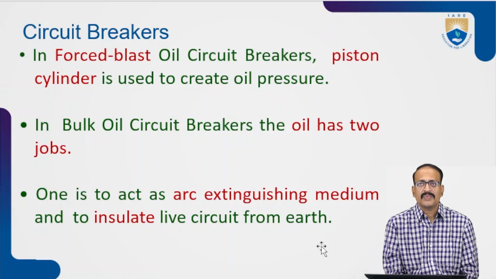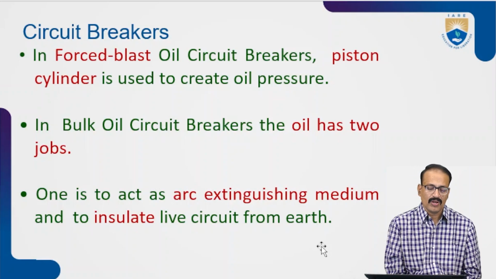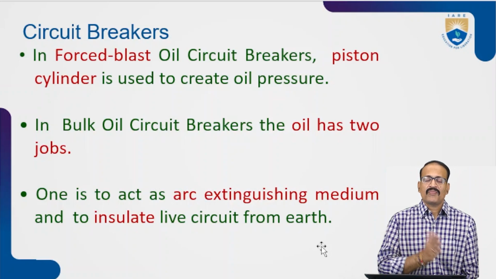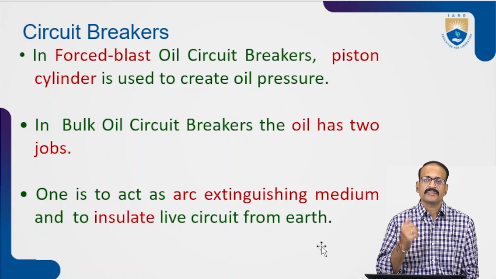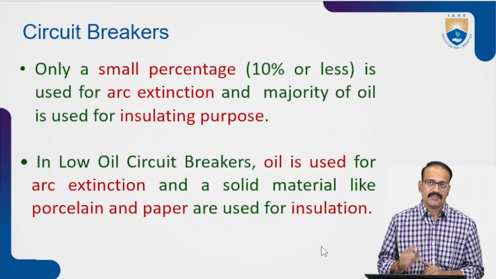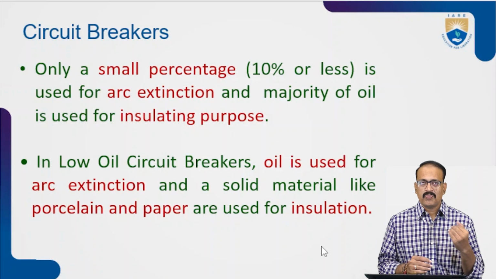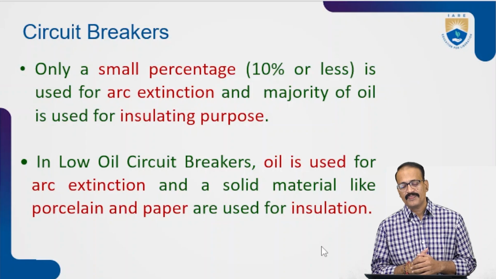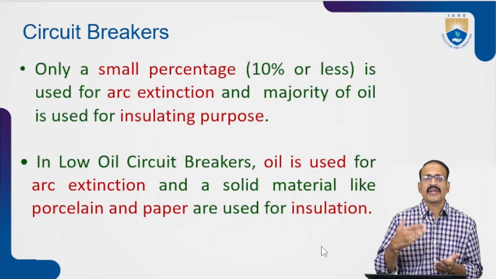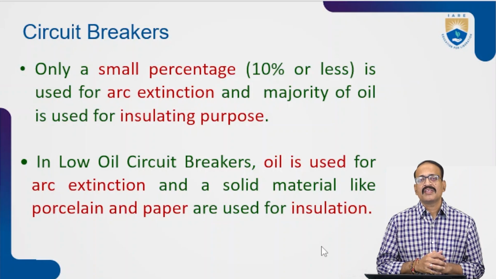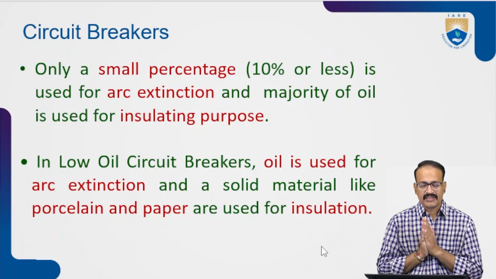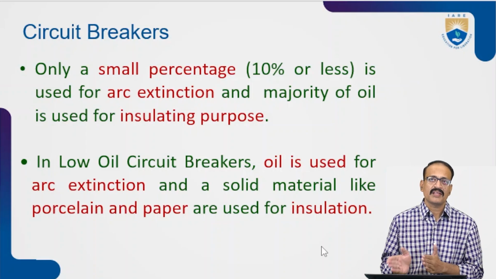In bulk oil circuit breakers, oil has two jobs: one is to extinguish the arc and another is to perform the insulation, that is insulation between the circuit and the earth. Less than 10% of the oil is used for arc extinguishing, and the remaining is used for insulation. In low oil circuit breakers, the oil only deals with arc extinction, and the insulation is done by porcelain and paper.